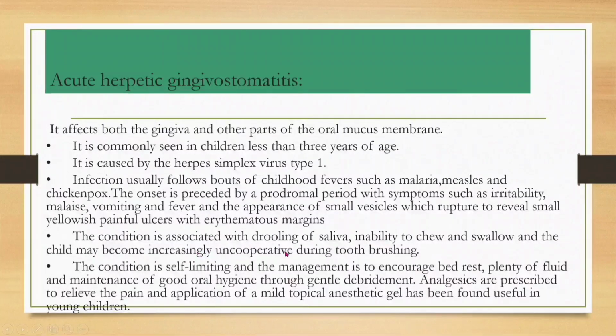And it is also associated with drooling of saliva, inability to chew and swallow, and the child may become increasingly uncooperative during tooth brushing because of this gingival inflammation and other associated symptoms. But the condition is self-limiting and the management is to encourage bed rest, provide plenty of fluid and maintain good oral hygiene through general debridement. Analgesics can be prescribed to relieve the pain and application of mild topical anesthetic gel is recommended.